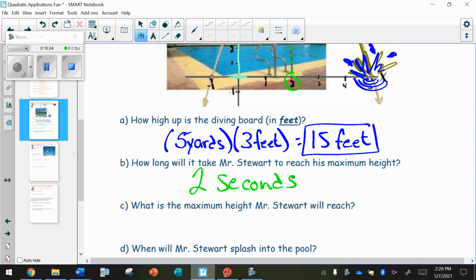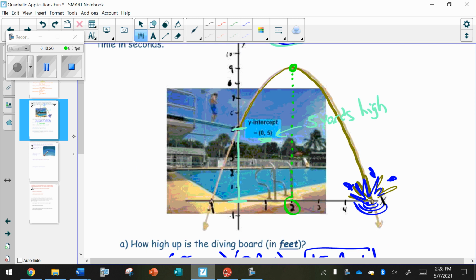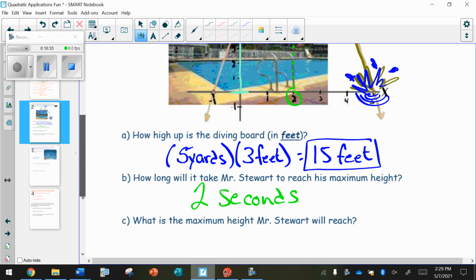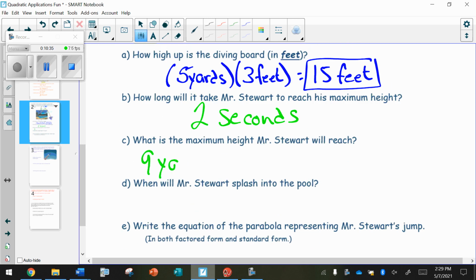What is the maximum height that I actually reach? Well, our maximum height is 9 yards. And 9 times 3 would be 27 feet in the air. I am amazing getting 27 feet above the pool.